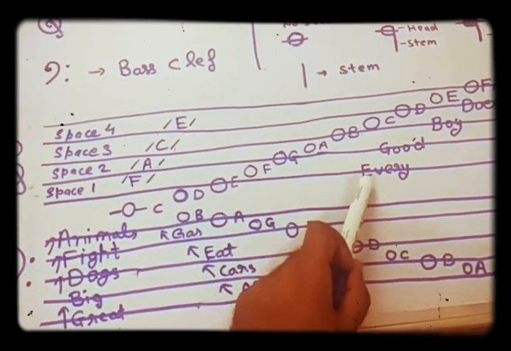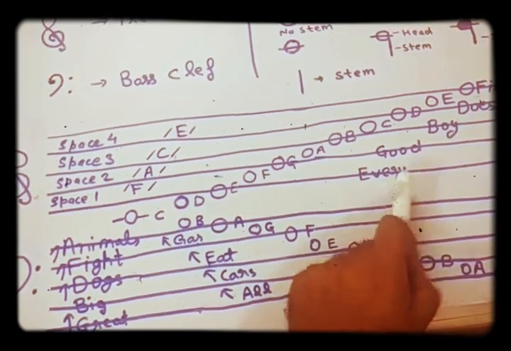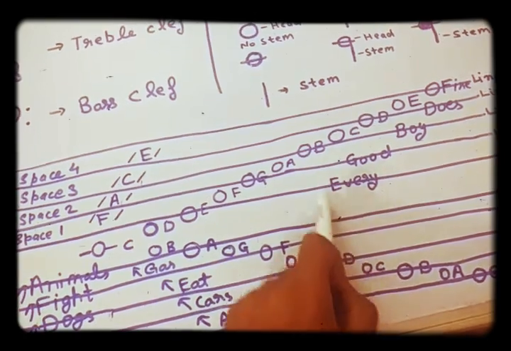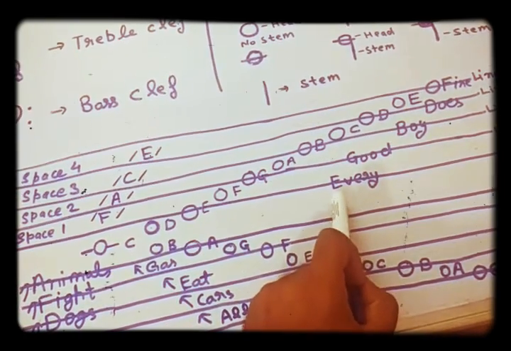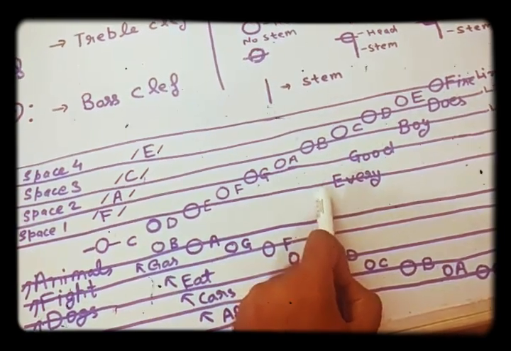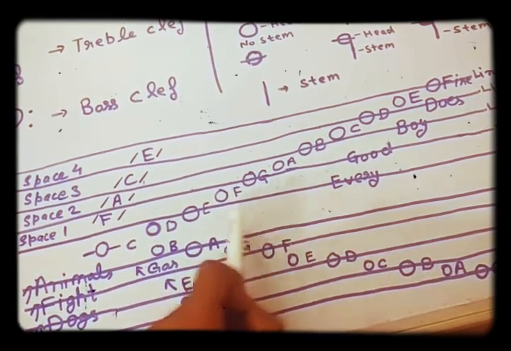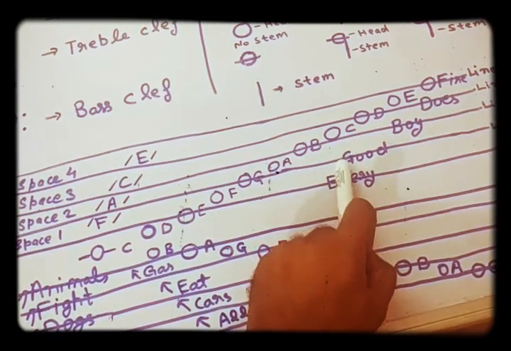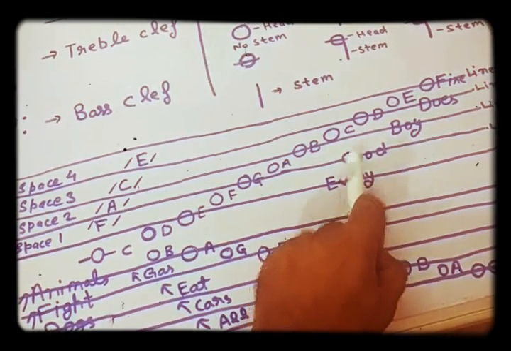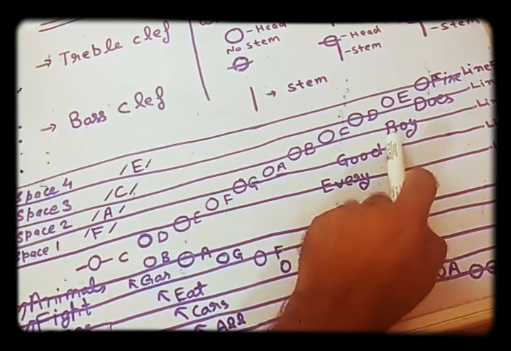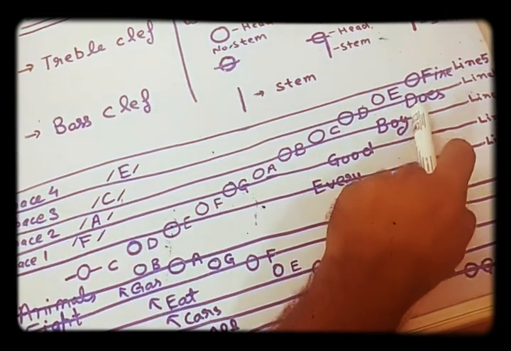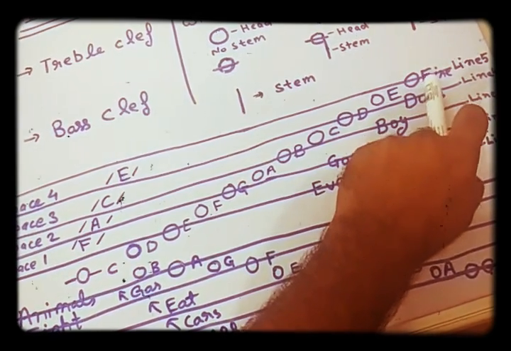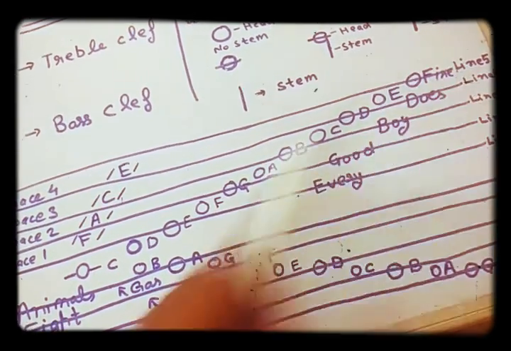So we have this kind of formula: every good boy does fine. We only have to count the initial letters. So on this first line, if the note appears on the first line, that means it is the E note. Then if the note appears on the second line, it is G note. If the note appears on the third line, it is the B note. On the fourth line, it is D note. And on the fifth line, it is the F note.